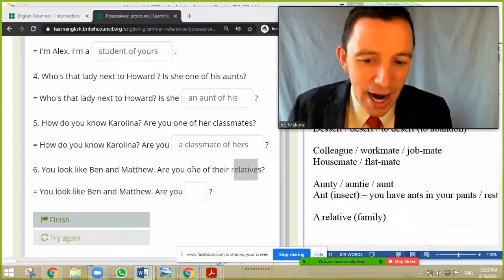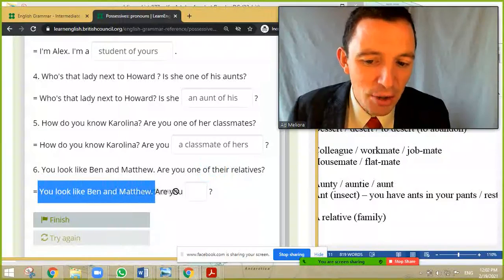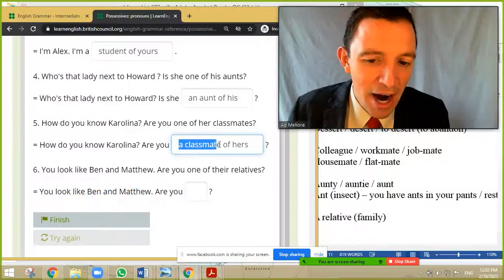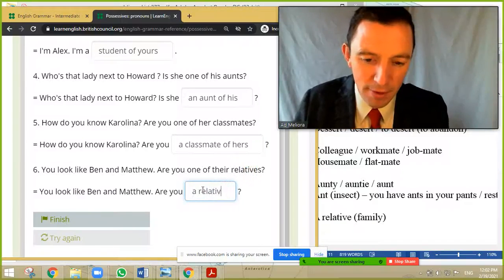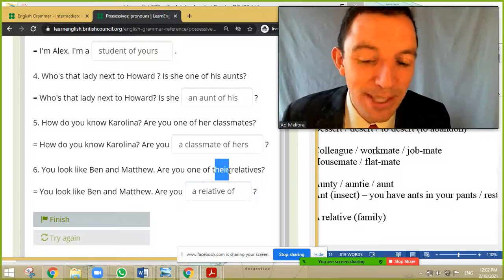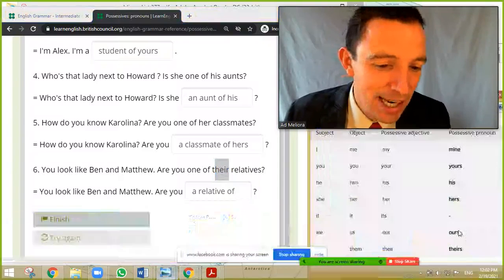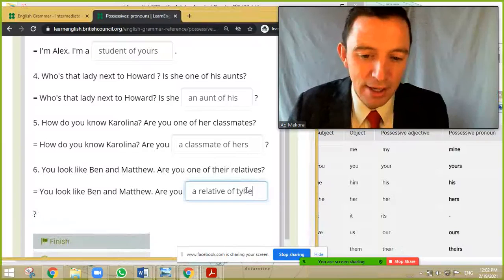And here in the sentence, are you one of their relatives? So the transformation, you look like Ben and Matthew. Are you, so we need a substantive. Are you a relative of, and again we have the possessive adjective, but we need the possessive pronoun. And if you want to see the list, it's very small at the bottom, a relative of theirs.